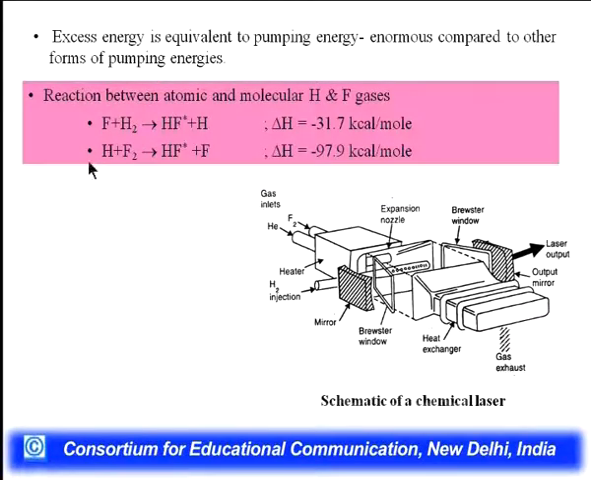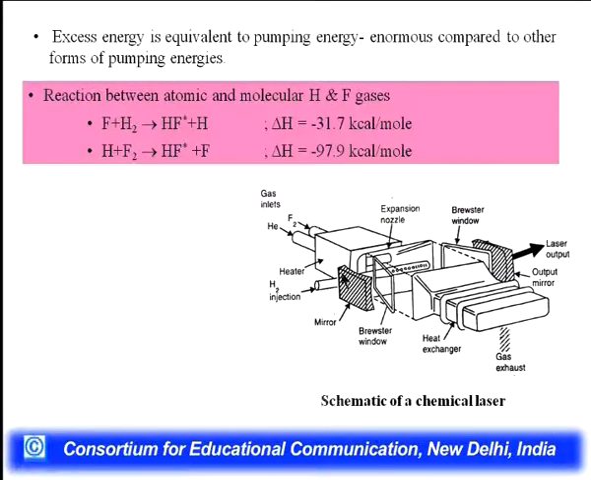The reactions between atomic and molecular H and F gases are like this: F plus H2, fluorine is added to the hydrogen, and it will be HF in the excited state plus H, and this is the energy which is released, delta H is equal to minus 31.7. And H plus F2 gives HF plus F, and this much energy is released.